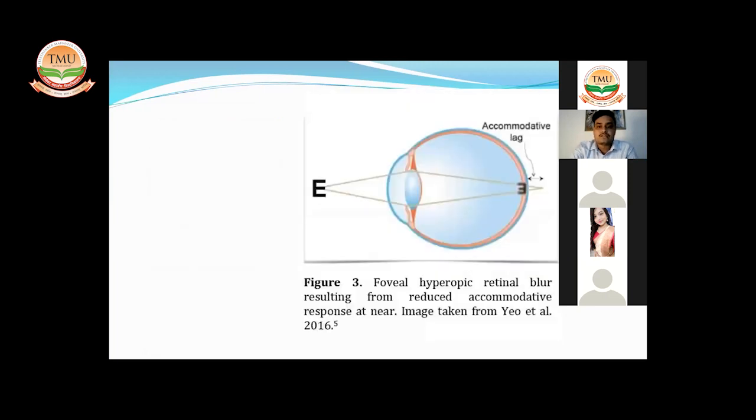Now about accommodative lag: there is foveal hyperopic retinal blur resulting from the reduced accommodative response at near. Here you can see in this area where an image should fall, but because of the accommodative lag problem it falls here. So when there is an accommodative lag, the eye wants to clear this image in the retinal plane, so it will increase its axial length, which leads to myopia progression.